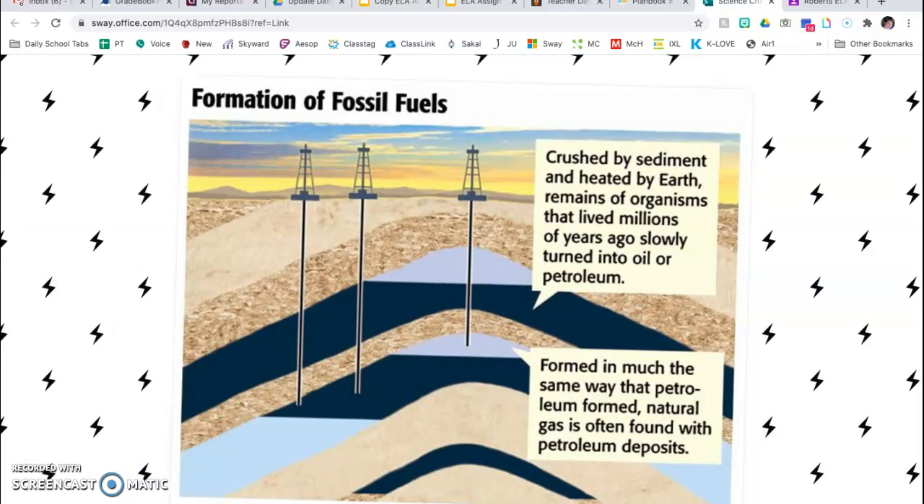This picture shows you the formation of fossil fuels underneath the ground. It says that crushed by sediment and heated by the earth, remains of organisms that lived, they say, millions of years ago, we don't really know, slowly turned into oil or petroleum. Natural gas is formed in much the same way, and is often found along with petroleum deposits. So if you strike oil, that's petroleum. And if you don't, then you can also drill and possibly you'll find natural gas.